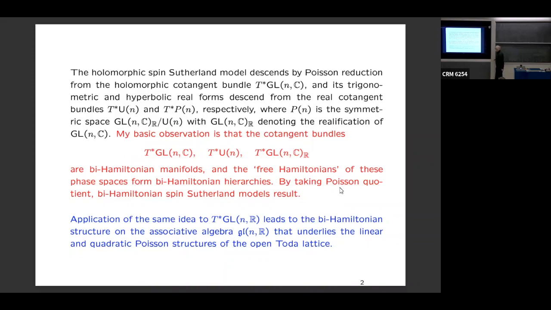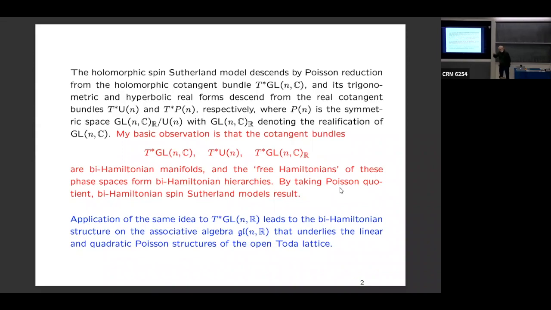It is also known that the holomorphic version of the spin Sutherland model comes by reduction from the cotangent bundle of GL(n,C), this complex Lie group. And then the trigonometric and hyperbolic real forms. The trigonometric one I already mentioned, it comes from the cotangent bundle of the U(n) group, a kind of symmetric space with positive curvature. And then the hyperbolic one comes from the cotangent bundle of a symmetric space with negative curvature, which is just the space of positive definite Hermitian matrices, which I call P(n). And it's important that this symmetric space is itself a quotient space of GL(n,C) over U(n). GL(n,C) you view as a real Lie group.